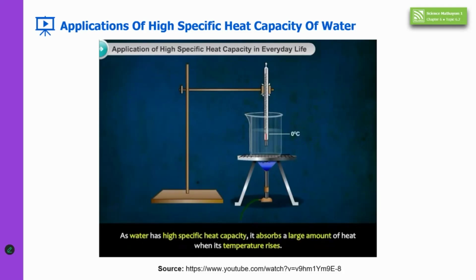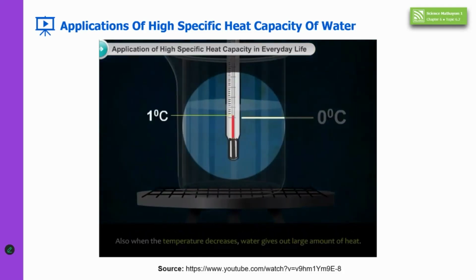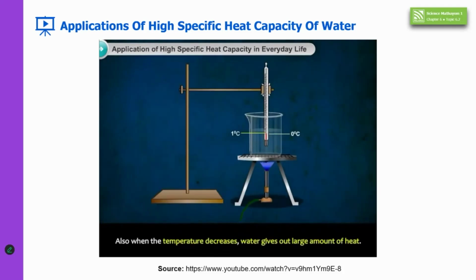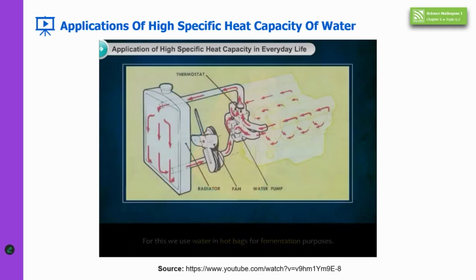Fermentation. As water has high specific heat capacity, it absorbs a large amount of heat when its temperature rises. Also, when the temperature decreases, water gives out large amount of heat. Due to high value of specific heat capacity, water takes longer to cool down. For this, we use water in hot bags for fermentation purposes.